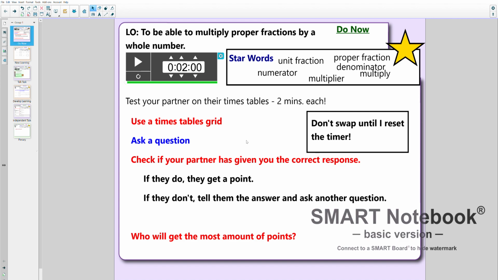But otherwise, what we're going to be doing is looking at multiplying proper fractions by a whole number. So very, very similar to what we did yesterday. But yesterday we were getting the basics, we were working with small numbers. Today we're going to be looking at some larger numbers. We're going to be thinking about using some of these star words as well. So let's get into it.